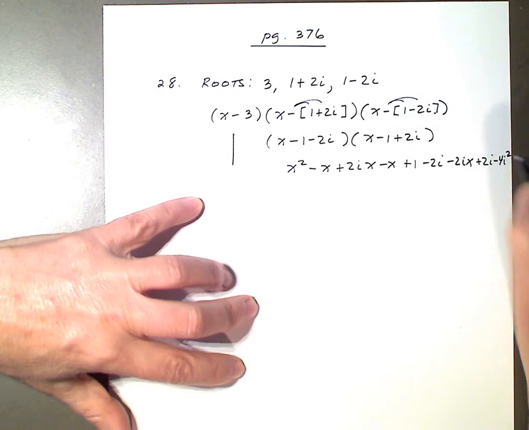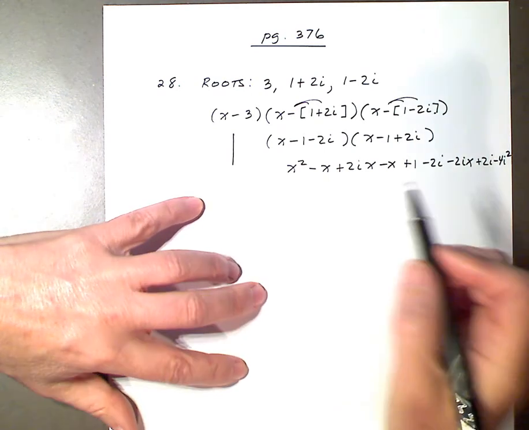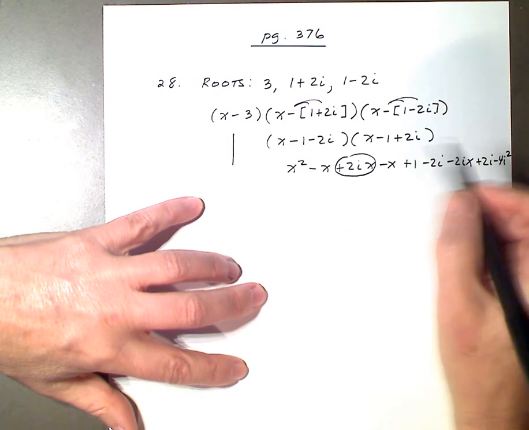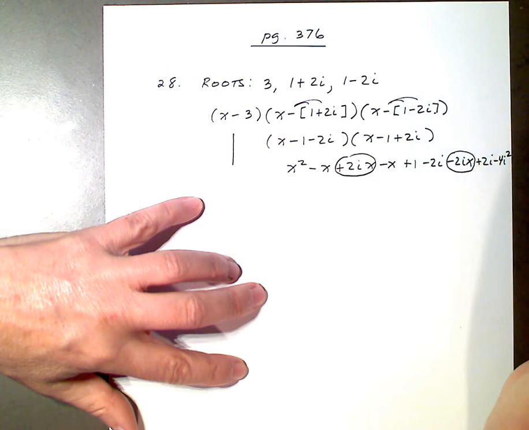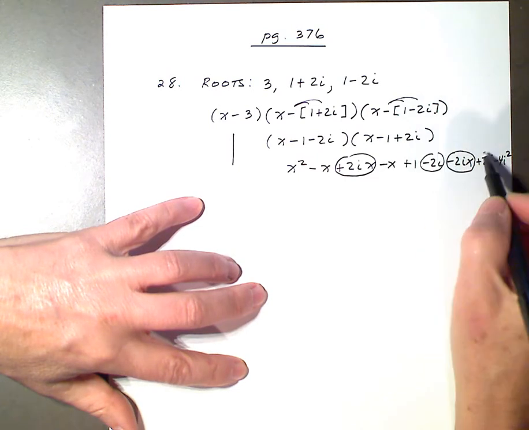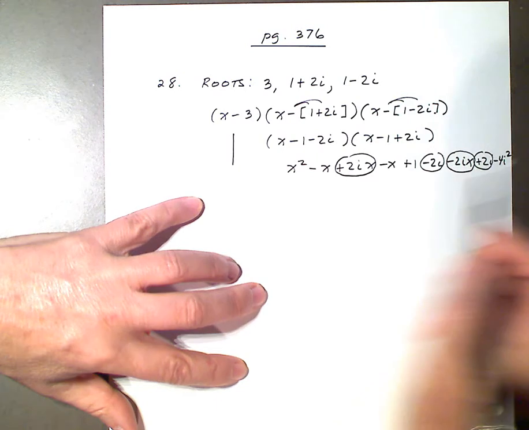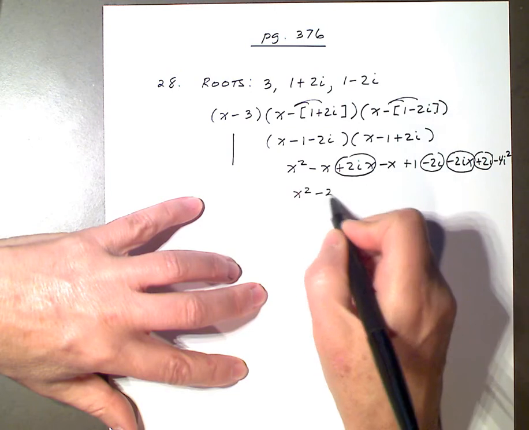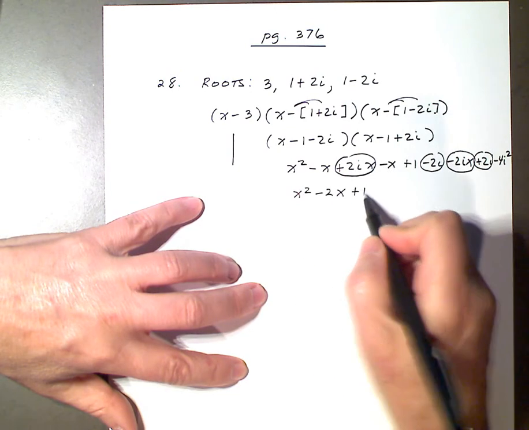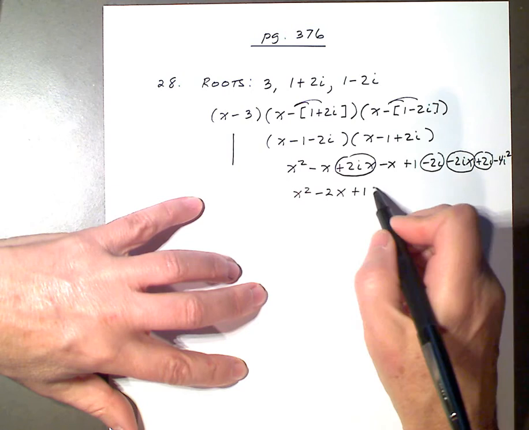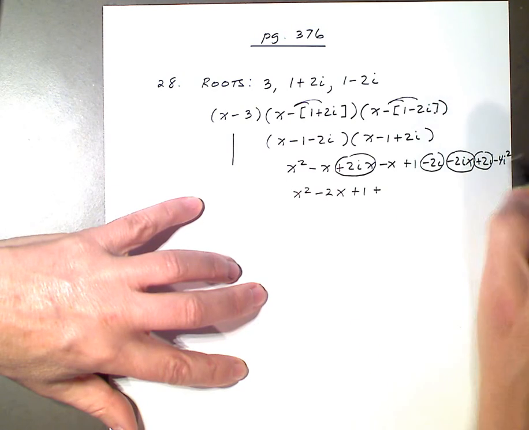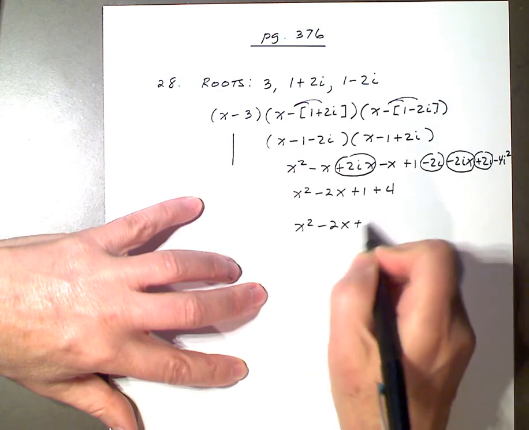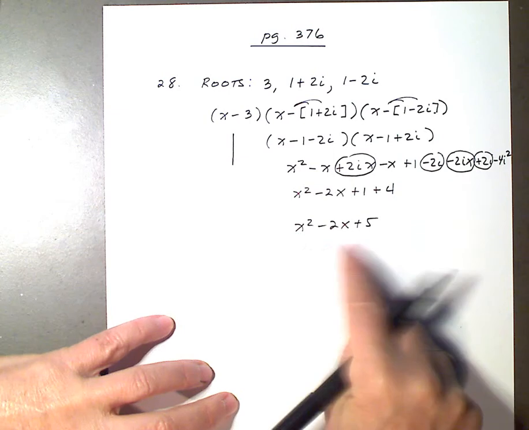Kind of ran out of room. But anyway, if we look at what happens here, this positive 2ix and this negative 2ix, those will always cancel out. The negative 2i and the positive 2i cancel. So I'm going to have x squared minus x is minus 2x. And that's plus 1. Minus 4i squared is plus 4 because that's minus a negative 4. So basically x squared minus 2x plus 5. Again, there's a really short, easy way to do that, which I'll show you.